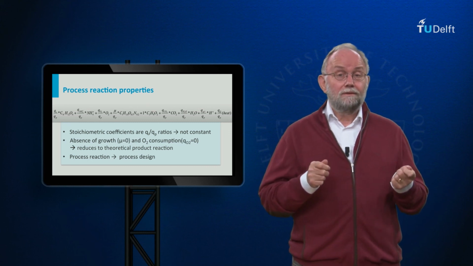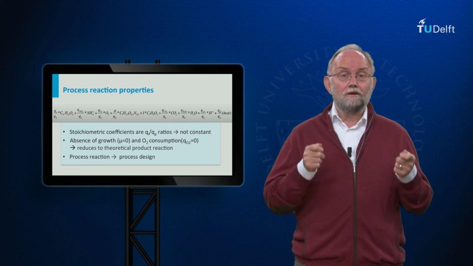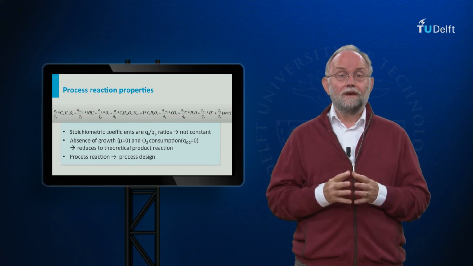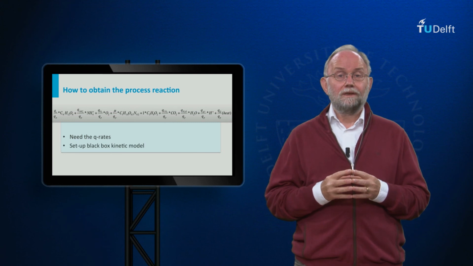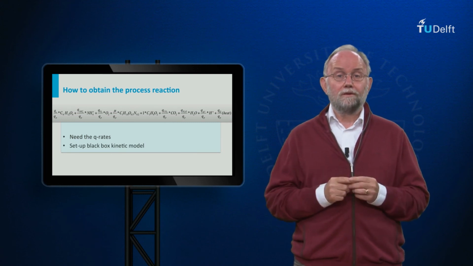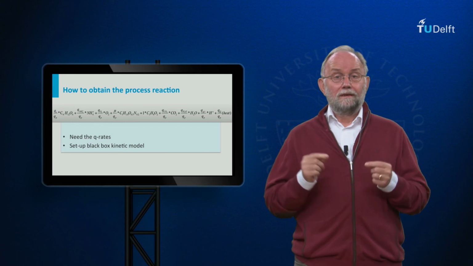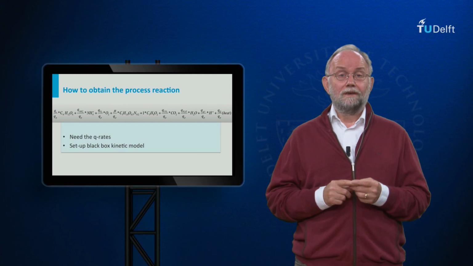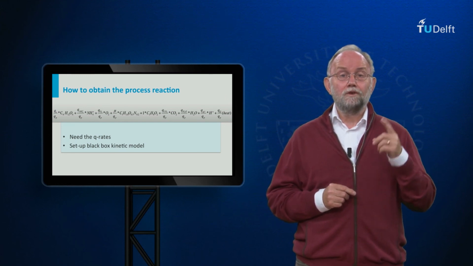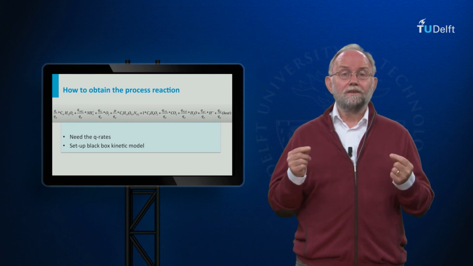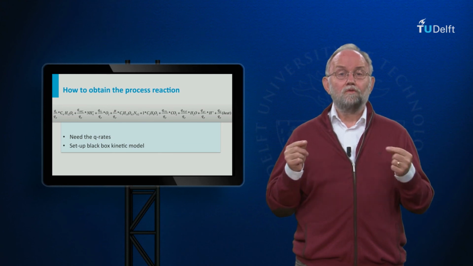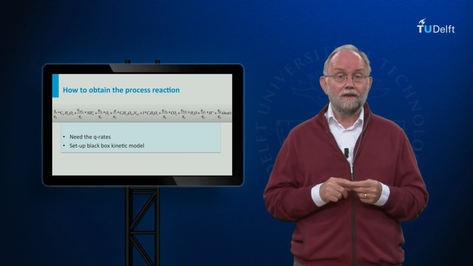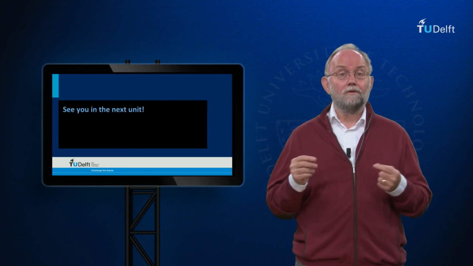The process reaction is complicated, but it is the basis of process design and deserves our attention. I showed you that you can calculate the theoretical product reaction from only knowing the product and substrate composition. The remaining obvious question is how to obtain the process reaction. Here we need the values of the q rates, for which we will need the black box kinetic model to be discussed in the next unit. So join us next unit for more technology for bio-based products.